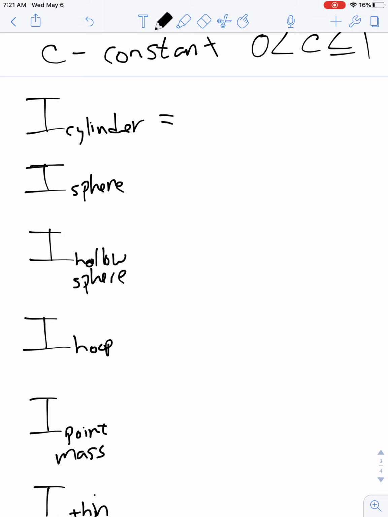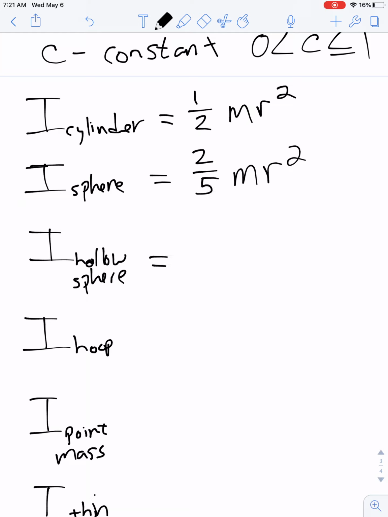So what's the inertia of a cylinder? Well, a cylinder will have the inertia of 1/2 m r squared. Essentially what we're saying is the constant C for a cylinder is 1/2. What about for a sphere? What is the constant for a sphere? Well, for a sphere that is presumably solid, you will have 2/5 m r squared.